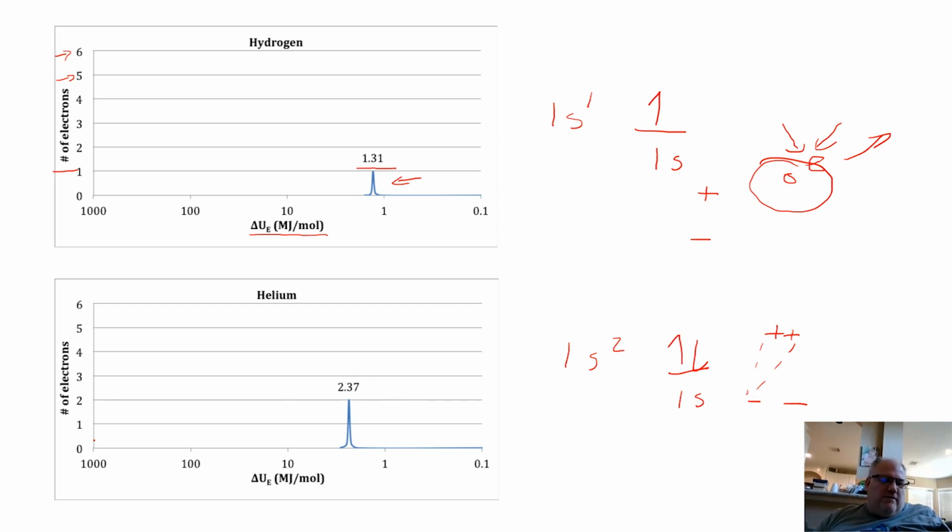Now, if you notice here, the height, the number of electrons, again, would be 2. Don't get too comfortable with them actually having numbers down the side, because a lot of the graphs don't have that. But it's pretty easy to see how the difference between a 1s1 and a 1s2 is that the height represents 2 electrons versus 1, and the energy that's required to pull them off is a little bit greater.